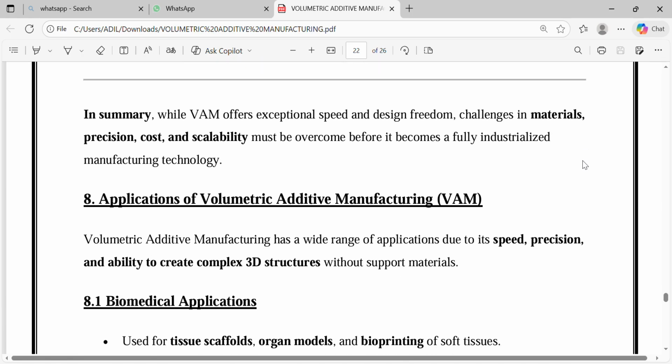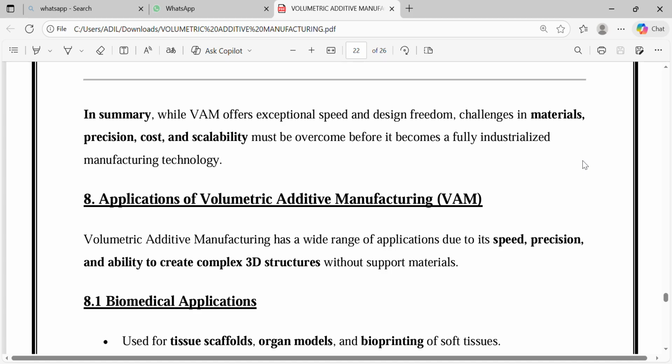Here is a summary of the challenges. While WAM offers exceptional speed and design freedom, challenges in material precision, cost, and scalability must be overcome before it becomes a fully industrialized manufacturing technology.